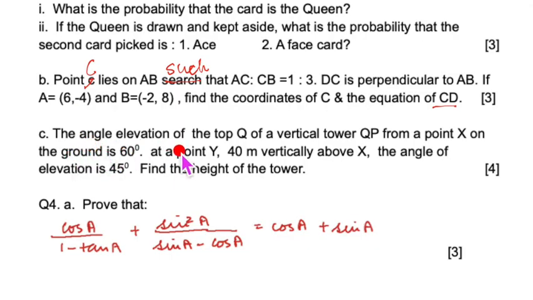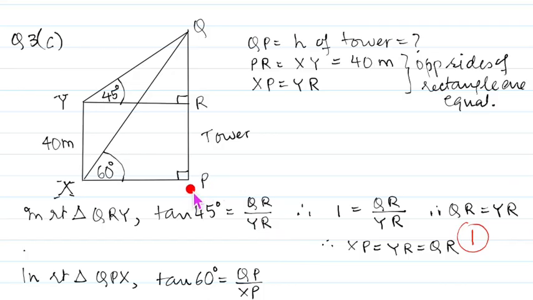3C, the angle of elevation of the top Q of a vertical tower QP from the point X on the ground is 60 degrees. At a point Y, 40 meter vertically above X, the angle of elevation is 45 degrees. Find the height of the tower. As I told you, tip number 1 will be to draw the diagram. So here is our diagram.